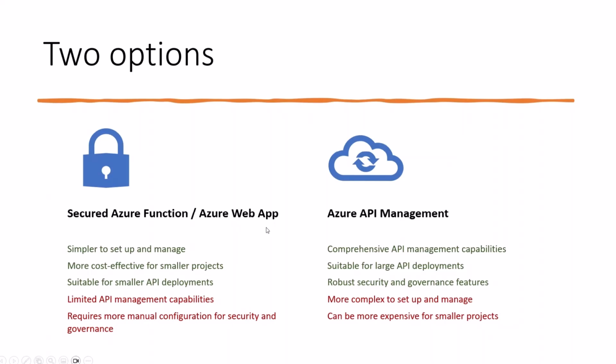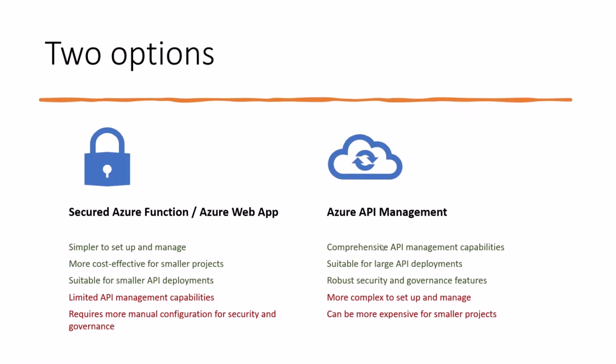On the other hand, we have Azure API management. It has quite comprehensive API management capabilities, is suitable for large API deployments, and has out-of-the-box robust security and governance features. So what are the drawbacks? It's more complex to set up compared to a secured Azure function, and it can be more expensive for smaller projects. So it depends on the type of project you're working on. You can choose the option which works for you.